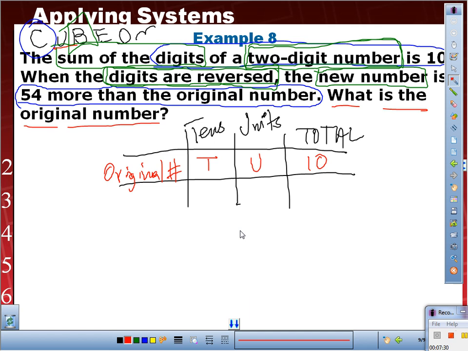Everybody understanding? So now let me show you the equation so far, the original. T plus U equals 10, because it says the sum of the digits of a 2-digit number is 10. Tens digit plus units equals 10. Are we there so far? All right. But then it says the new number is the one where you reverse the digits. So let's put new number. So what do I write here?